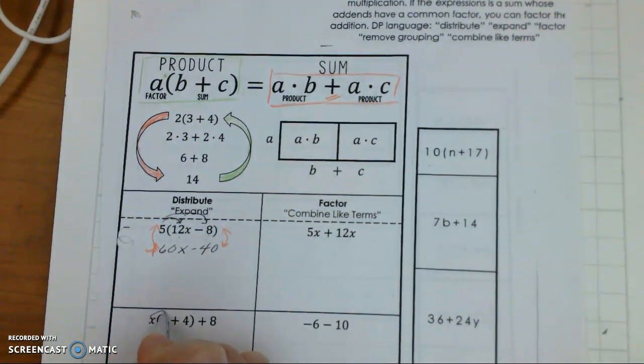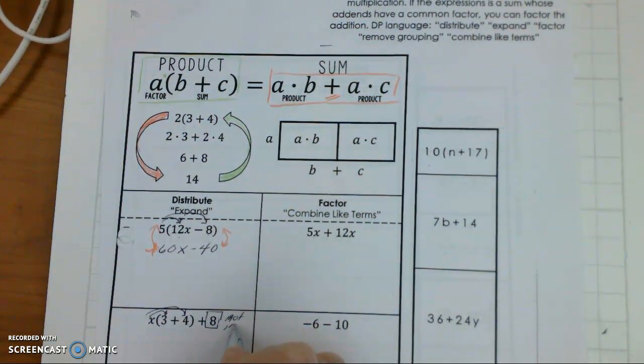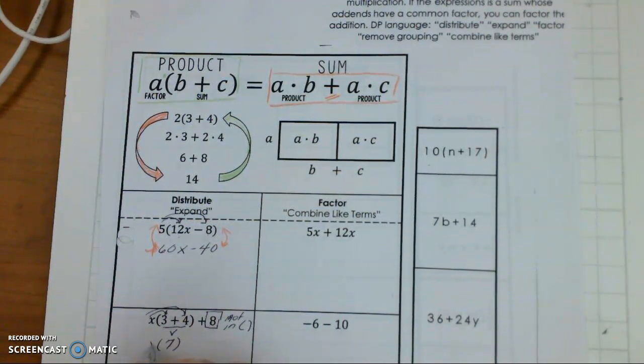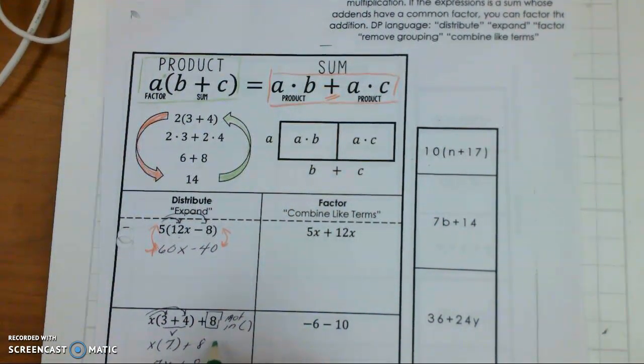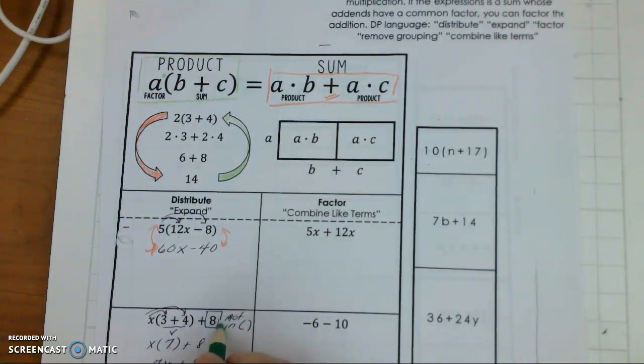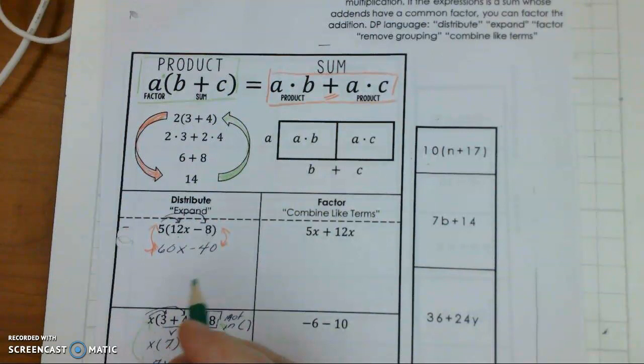Now the next one, x times 3, x times 4 plus 8. This is not in parentheses, so the first thing we do is remember your order of operations, because they're like terms. You're going to change that to 7x plus 8. I'm just going to be using different colors. This and this are equivalent expressions.